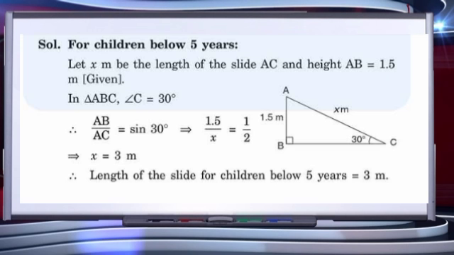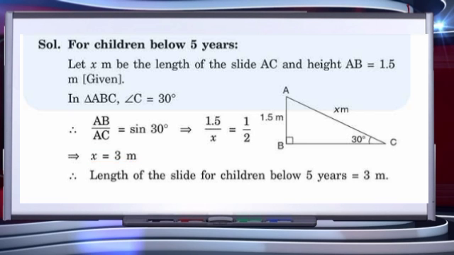So as you can see, for the first case, that is for the children below 5 years, she needs a height of 1.5 meter, which is inclined at an angle of 30 degree. So here we need to find x. So perpendicular is given to us. We have to find hypotenuse. So we are going to use sine theta. So substituting the values, we will get 1.5 upon x as 1 by 2, because sine 30 degrees is 1 by 2. On simplifying this, we are getting x as 3 meters. Hence the length of the slide for the children below 5 years is 3 meters.